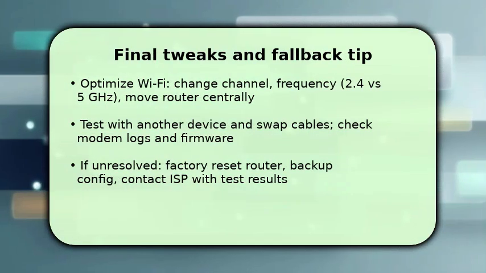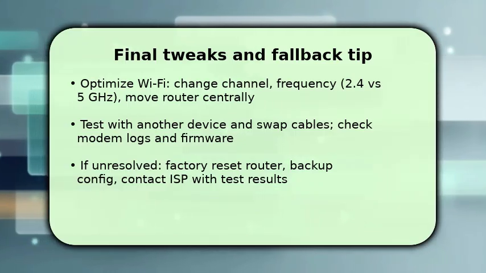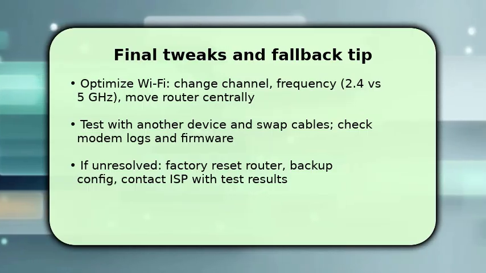Finish with optimization and a clear fallback plan. Adjust the Wi-Fi channel and switch between 2.4 GHz and 5 GHz, reposition the router centrally and away from interference sources to improve signal consistency. Swap Ethernet cables and test with a second device to confirm whether the problem is hardware-specific.